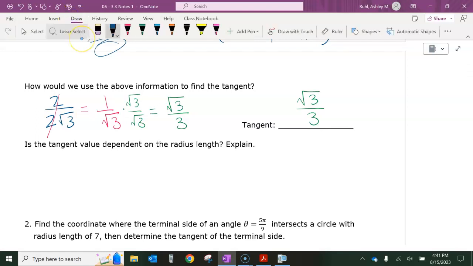So is the tangent value dependent on the radius length? No, it's not. And that's what I was just explaining. So your tangent is not going to change dependent upon the radius, but the sine and cosine do, because those utilize just one of those, okay?